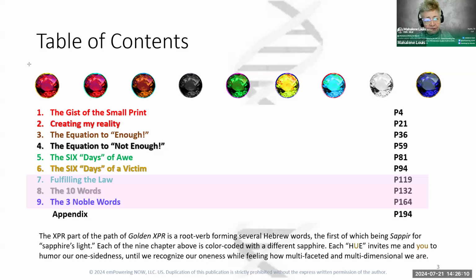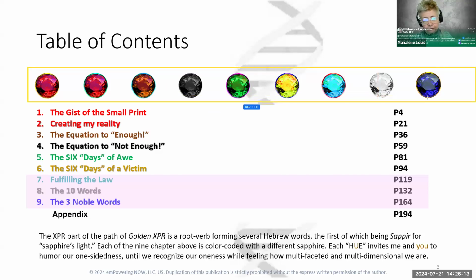You may see what was already on the art on the cover, those sapphire stones, and they represent the chambers of the Hebrew alphabet. There's 9 stones, 9 sapphire, which is XPR, the 3 letters that write the word sapphire in Hebrew. So those 9 lights of the alphabet are what's behind the design of this course.